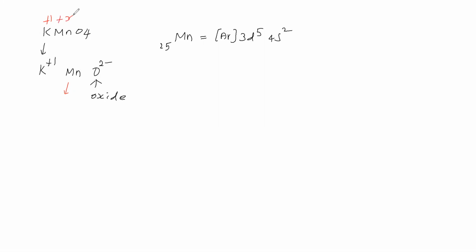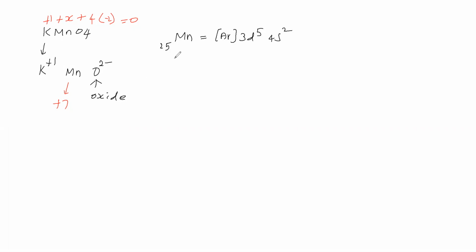The manganese charge we want is X. Oxygen is 4 times, and each oxygen has a charge of minus 2. The net charge is 0, because for KMnO4 we are not writing any minus or plus. It is not an ion, not a cation or anion. Therefore, the net charge is 0. From this, we can find X. X is equal to plus 7. So manganese has a +7 charge.